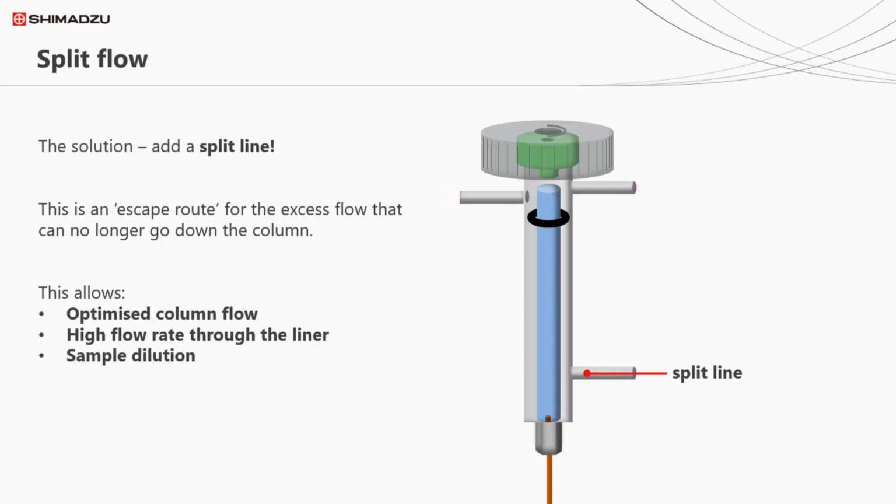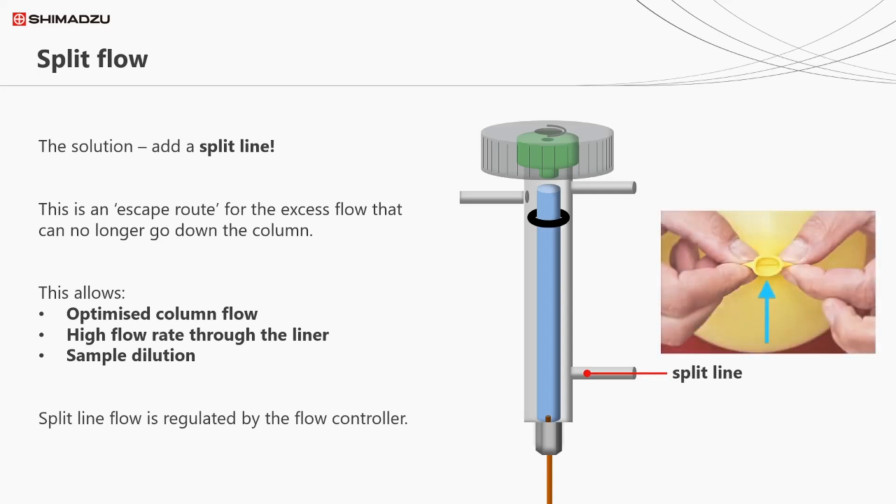As with the septum purge discussed earlier, the split flow rate is regulated by the flow controller. The way the flow controller regulates the split flow and the septum purge is a bit like controlling the flow of air out of a balloon. If you make the opening bigger, the air rushes out faster. In the same way, the flow controller alters the size of the hole to adjust the rate of flow through the split line.